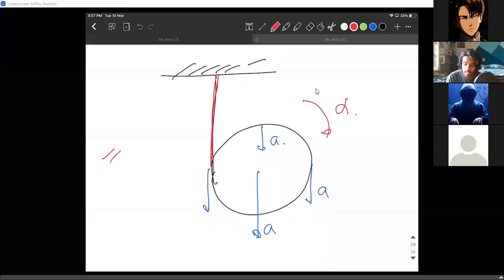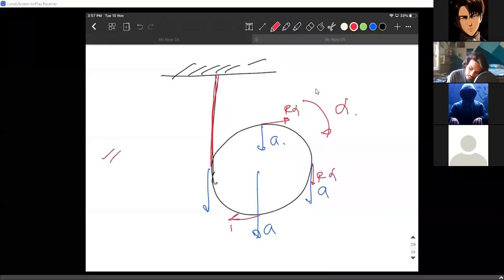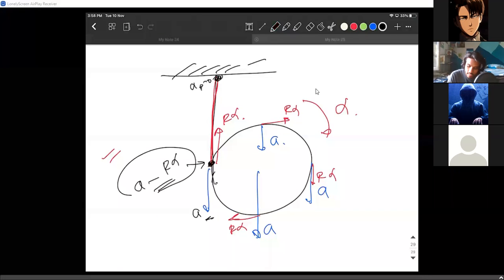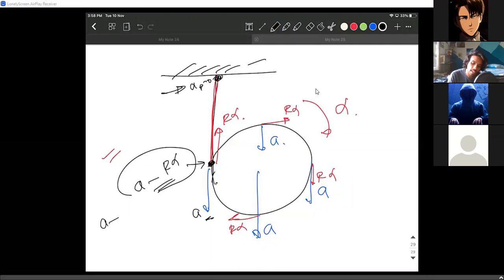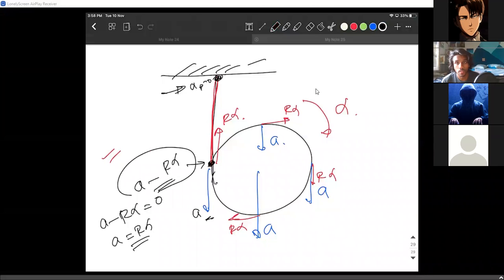But what is happening here, since I already wrote the A part, now I'm writing the R alpha part. R alpha here, R alpha here, R alpha here, and R alpha here. The important point is that the point here on the string and the point here on the string must have the same acceleration. This cannot accelerate. Acceleration of this particle is A downwards, R alpha upwards, so A minus R alpha. Since this acceleration and this acceleration must be equal, I'm writing A minus R alpha equal to 0. That is why A equals R alpha. You getting the point now?